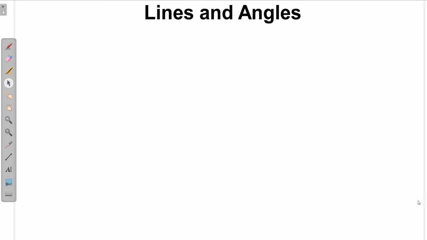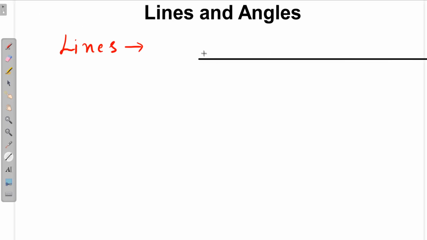So what do you understand by the line? Lines are called, if we draw a straight line, suppose that I have drawn this straight line, but this is the endless line. It does not have any end points, so this is called the line. It does not contain any end point, so this is the endless line.